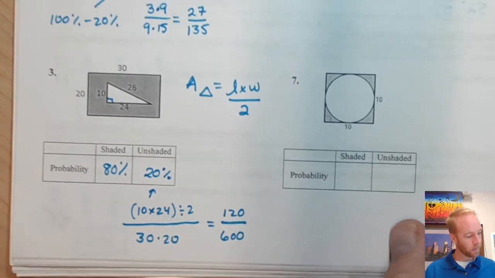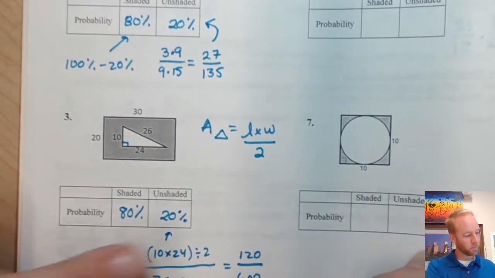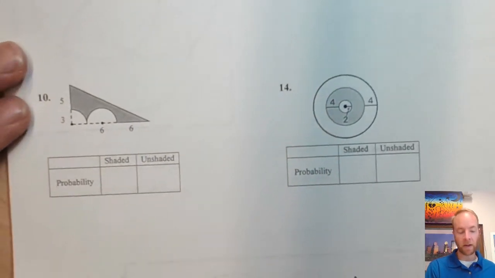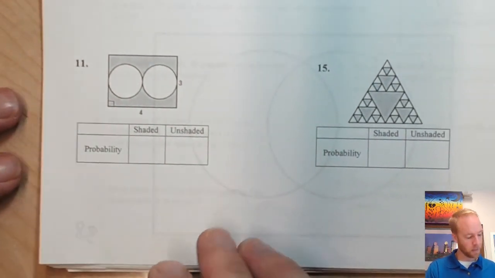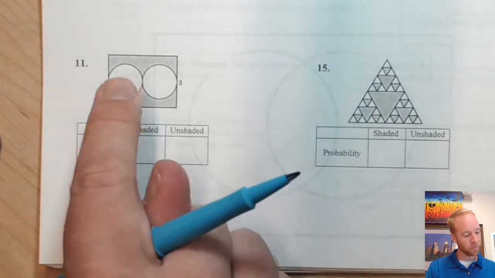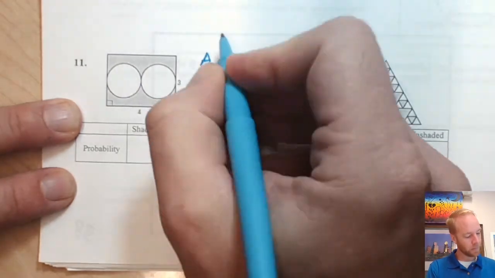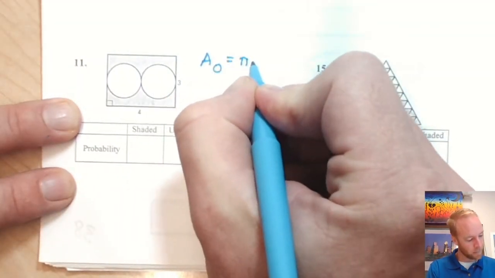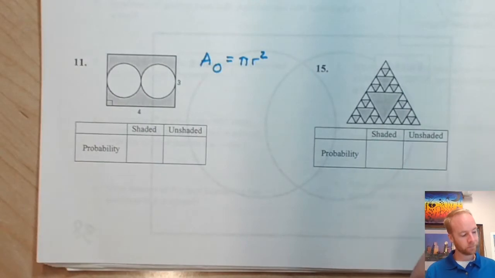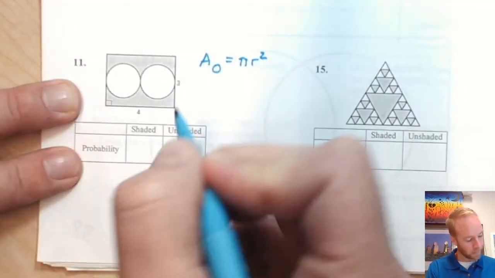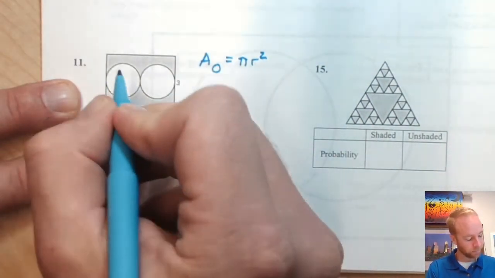All right. I'm going to do one with a circle. I'll do problem 11 on the next page. For these, you're going to have to use the area of a circle formula, which, if you recall, is pi r squared. So pi r squared, that's how you find the area of the circle. Remember that pi is halfway across. So again, we're going to start with the unshaded on this one.